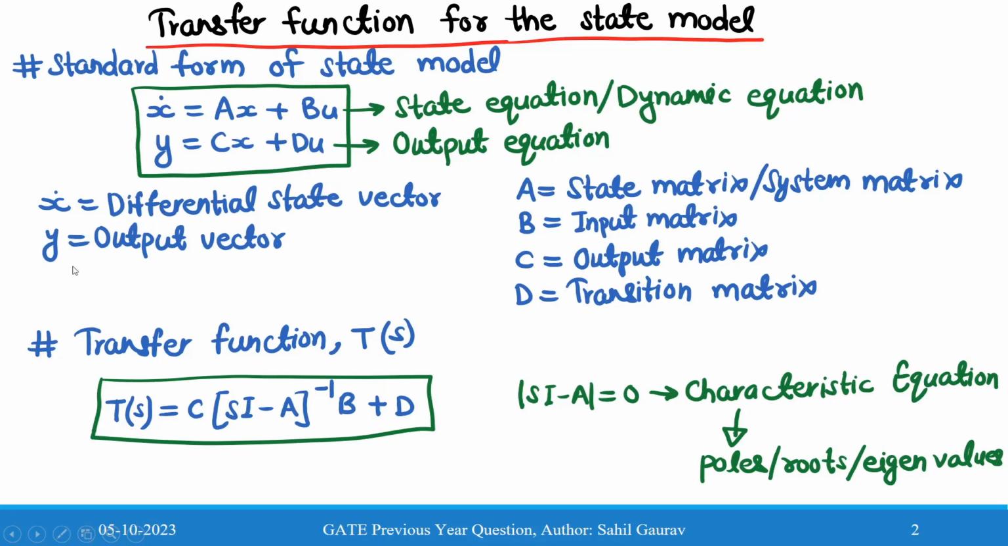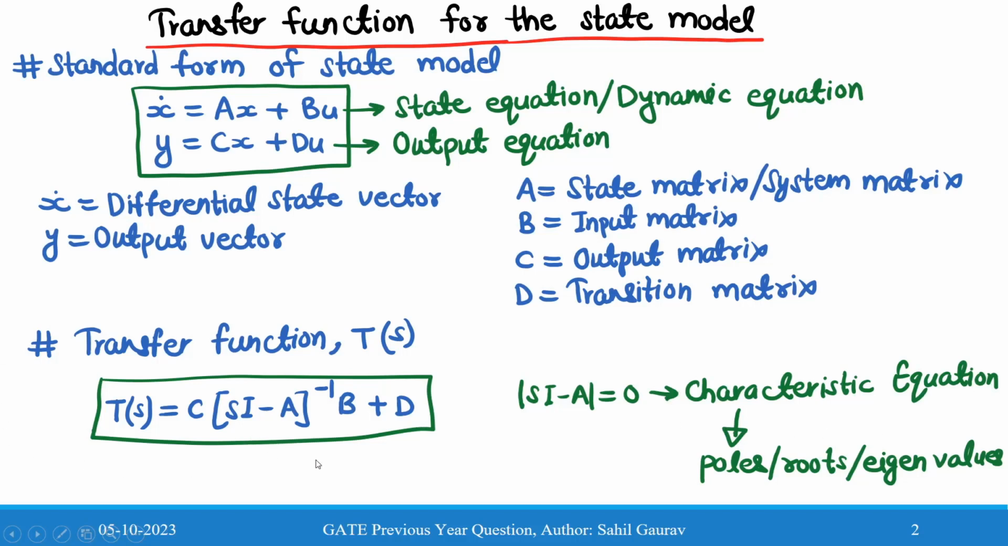Now if we want to find the transfer function from the given state model, we will use this expression: T(s) equals C (sI minus A) inverse B plus D. We also know that the determinant of sI minus A equal to 0 gives the characteristic equation, and the solution of the characteristic equation gives us the poles, or roots, or eigenvalues.